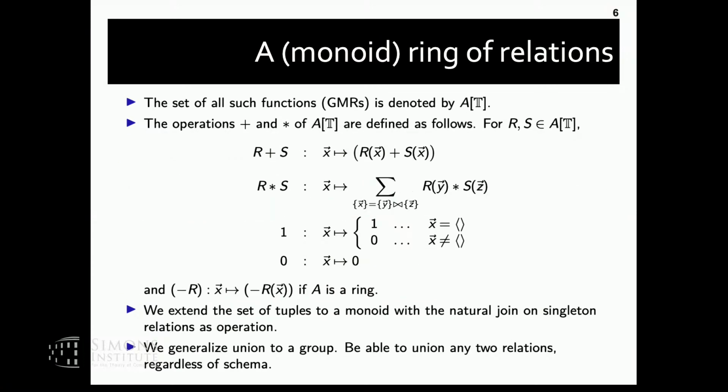And here is my monad ring of relations again. I'm sorry, I'm basically very redundant here because I'm showing you the same stuff again. Just I filled in now this concrete structure here, right? So the monoid is now these tuples, and the multiplication operation of the monoid is putting them into singleton relations and joining them with natural join. Okay?